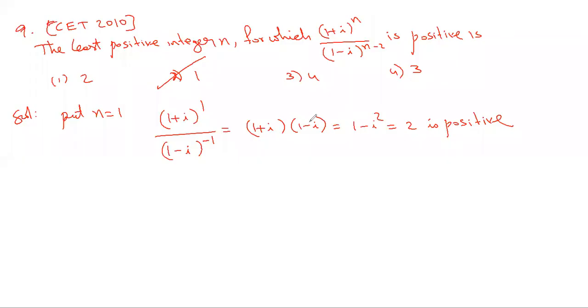So as you said, the reason behind starting with the least one is that the question asks for the least positive integer. If 1 doesn't satisfy, then you'll go for 2, and if that doesn't satisfy, you'll go for 3. If that doesn't satisfy, you need not go for 4. You can just pick the answer as 4 because it's a single correct answer.